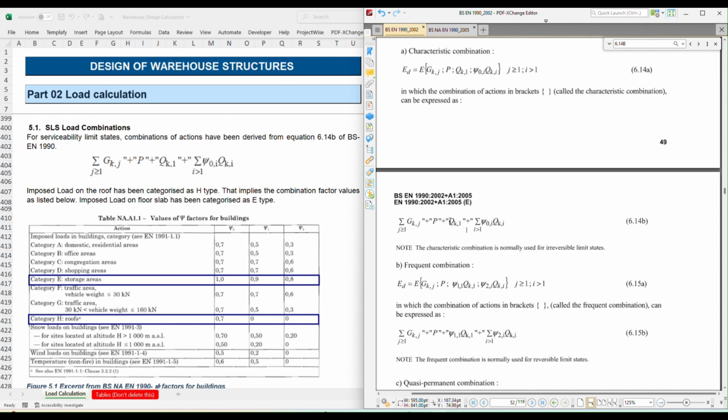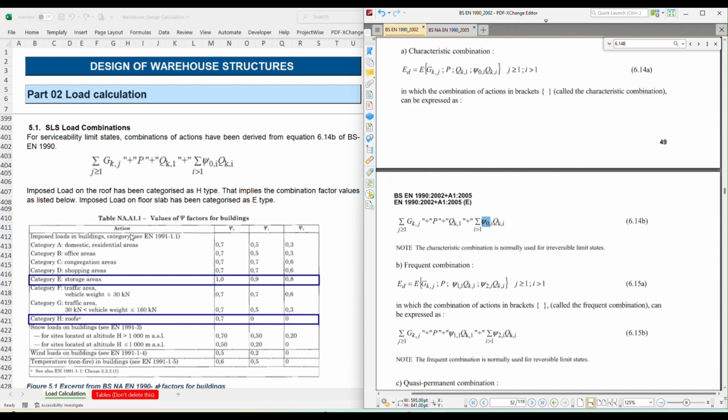And here Qk1 means the leading variable load, such as wind or snow or imposed load. Qki after this sigma is the accompanying variable load. Whenever we combine it with one more leading variable, we need to multiply with this reduction factor psi 0. So this is what the equation 6.14b is about, and that's why we have considered those here.